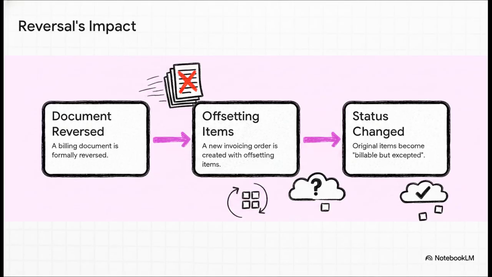And here it is. This is the key link between our two concepts. When you reverse a billing document that's already been posted, what do you think happens to all the items that were on it? They don't just vanish into thin air. The system is smart. It automatically flips their status to billable but accepted. So the act of reversal is what causes those original items to become accepted, putting them right back in that holding pen for you to deal with.